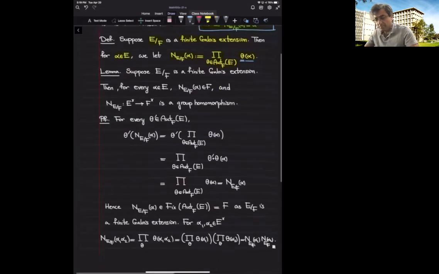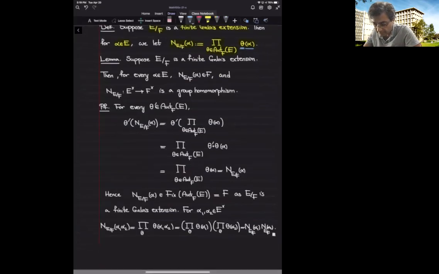Let's start with a basic property of a norm. A basic property of the norm is that for every alpha inside the larger field, the norm of alpha belongs to the smaller field. Second property: when I start with non-zero numbers inside the larger field, I get a non-zero number inside the smaller field, and this map is indeed a group homomorphism. It preserves multiplication. So the norm is a function that preserves multiplication.